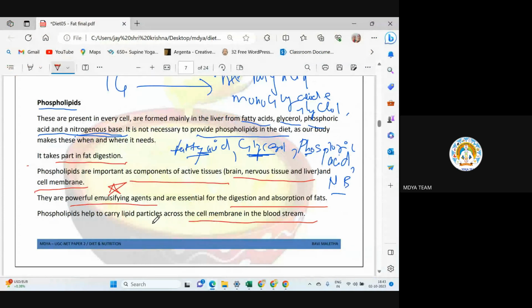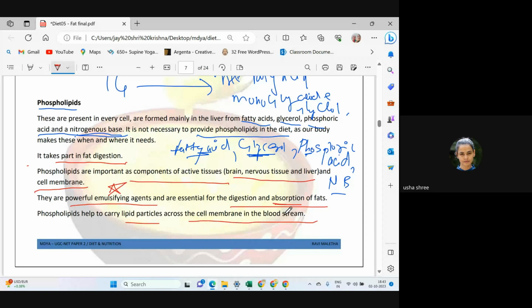Okay, so this absorption is explained here: phospholipid helps to carry lipid particles across the cell membrane into the bloodstream. Those two membranes were there. First is the wall of the intestine and the other is the wall of the blood vessel. So phospholipid helps to carry the lipid particle, the fat particle, from our intestine to our blood. Is it clear?